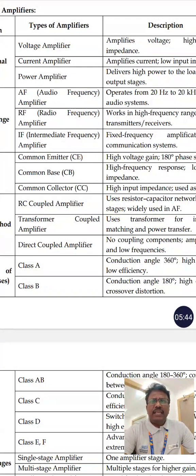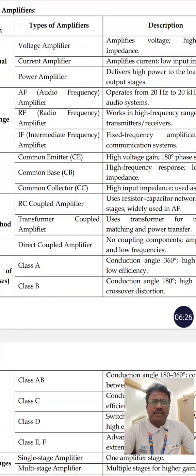So next one is IF, intermediate frequency. In radio receivers, directly amplifying RF signals is difficult. So first the RF signal is converted into a fixed frequency called the intermediate frequency, IF. Then an IF amplifier amplifies this signal because the frequency is fixed. It gives better gain, better selectivity and lower noise. It is used in AM receivers, FM receivers and television receivers.